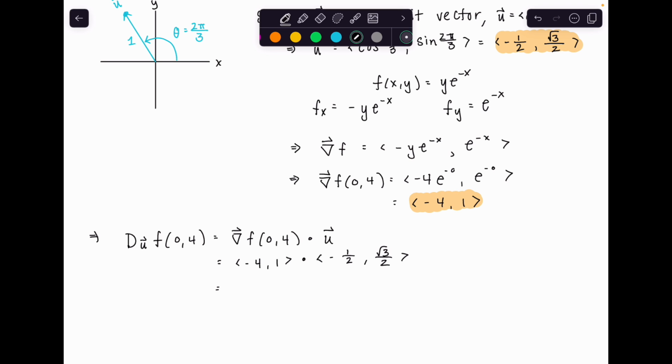So multiplying the first pieces, negative 4 times negative 1/2 gives us positive 2. And then moving on to those second pieces, 1 times root 3 over 2 is just root 3 over 2. And then I can leave it just like this. This is the rate of change of f at the point (0, 4) in the direction of the angle 2 pi over 3.